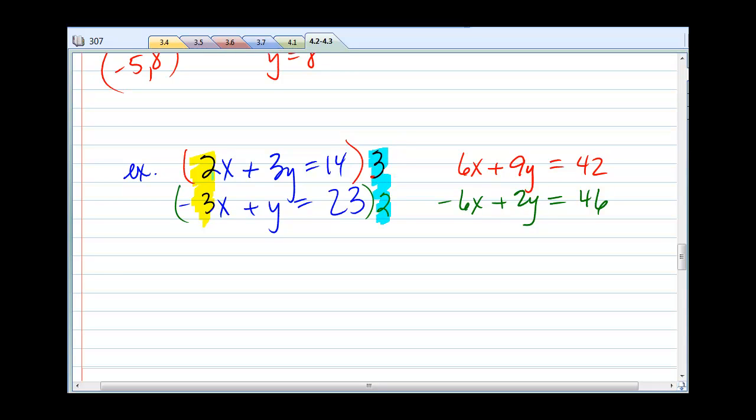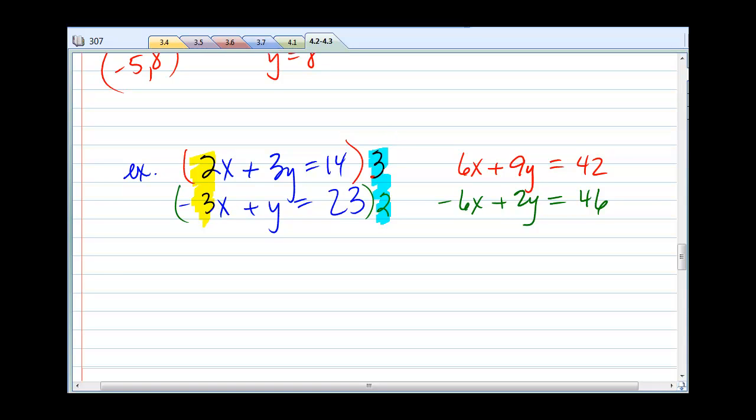The 2 is the coefficient of the x in the first equation, so I multiplied it into the second equation, and I did the opposite. I did it kind of reversed for the other one. The 3 is the coefficient of the second equation, so I multiply it by the first.